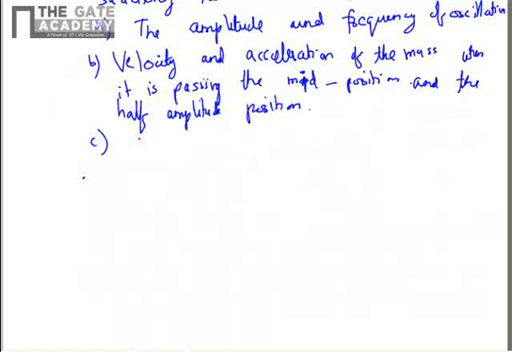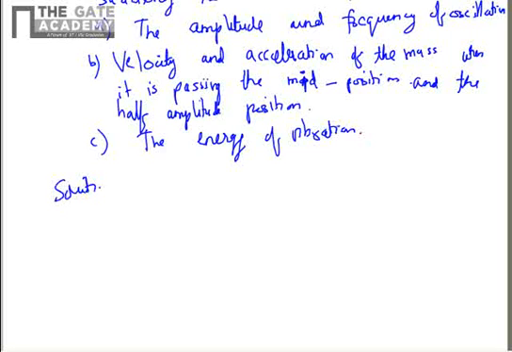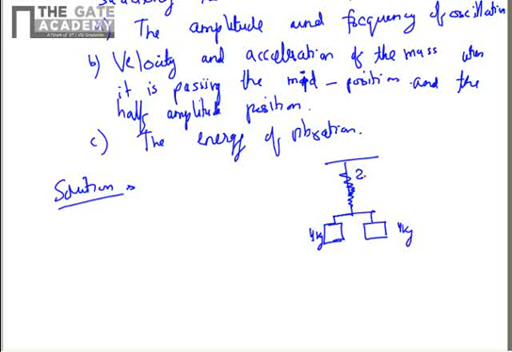The third part asked is the energy of vibration. So we'll go on solving this problem. First we'll draw a sketch. This was the initial state. There was a spring and two masses, each of 4 kg, attached to this spring, having a stiffness of 2 kilonewton per meter, and then one of them was suddenly removed. So then the system became like this. One is removed, so only one mass of 4 kg is remaining.